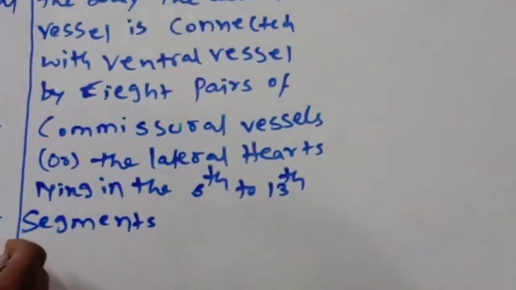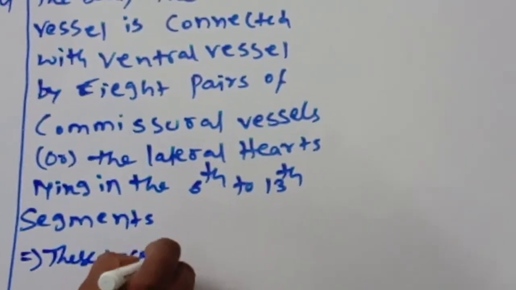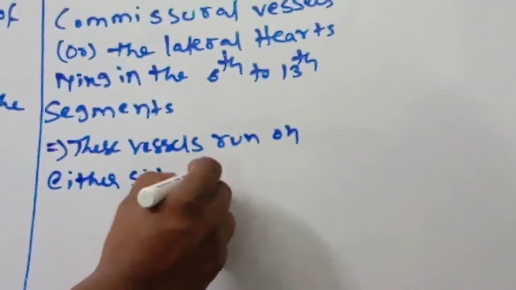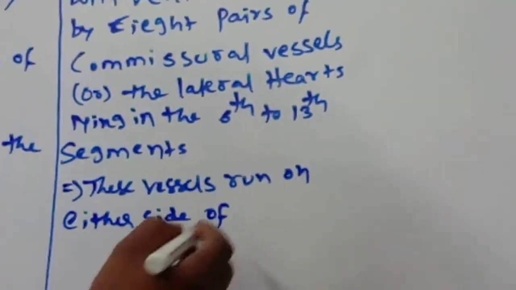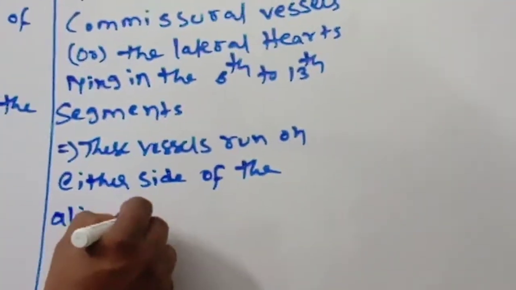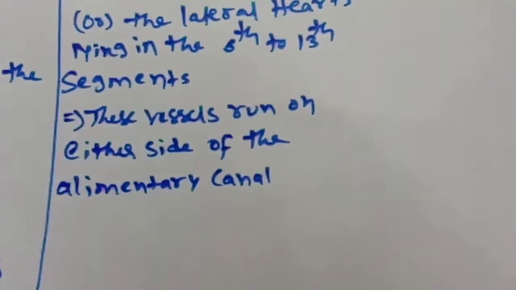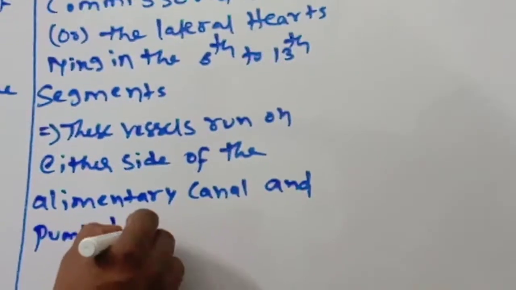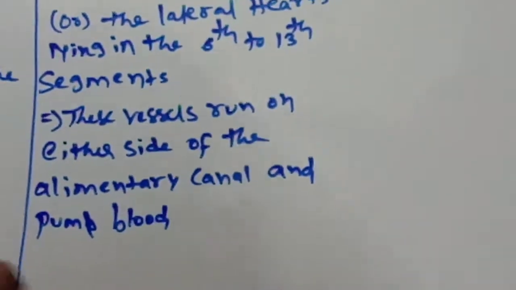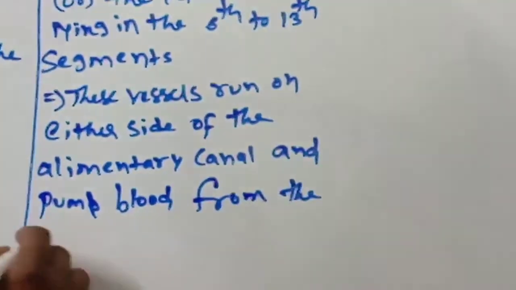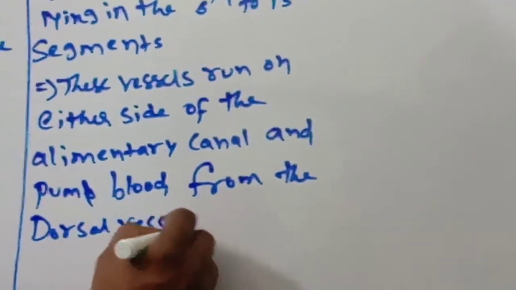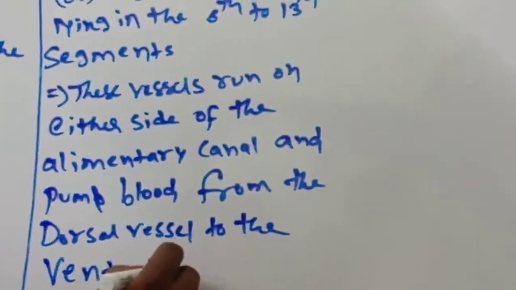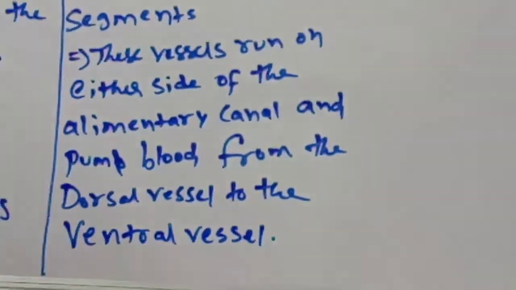These vessels run on either side of the elementary canal and pump blood from the dorsal vessel to the ventral vessel, dorsal vessel to ventral vessel.